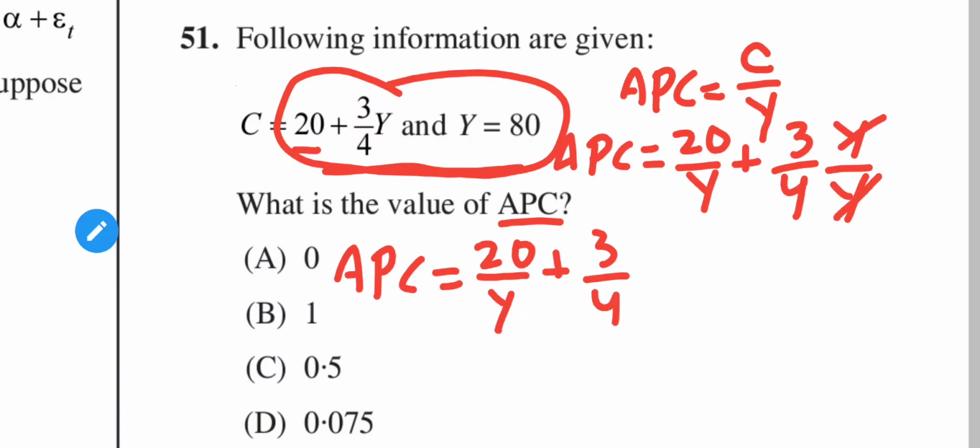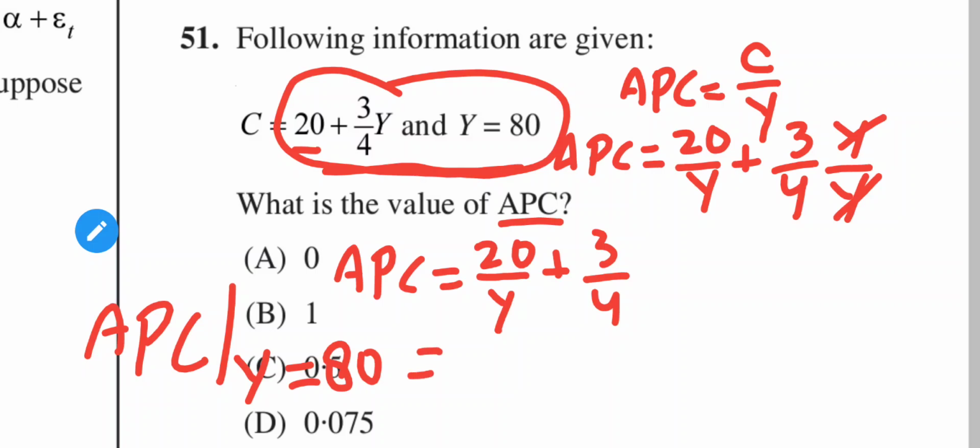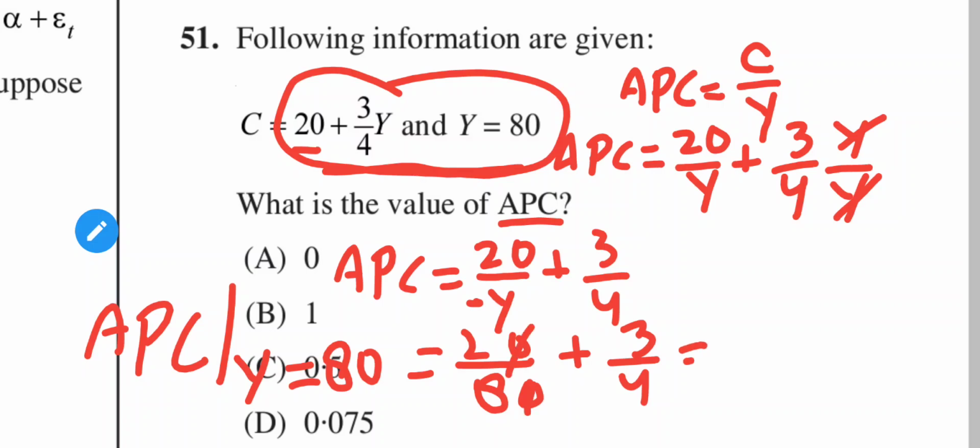So we need to find out the average propensity to consume when y is equal to 80. Here we plug in the value y equal to 80, and we will get 20 upon 80 plus 3 upon 4. So 0 and 0 get cancelled. We are left with 2 upon 8 plus 3 upon 4.